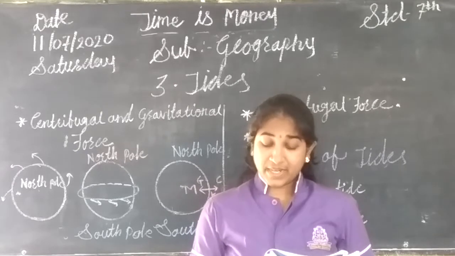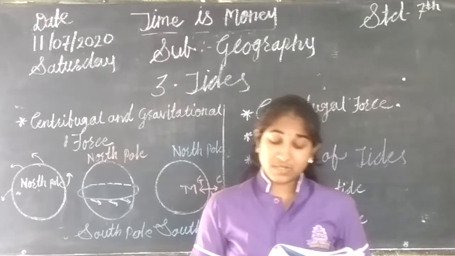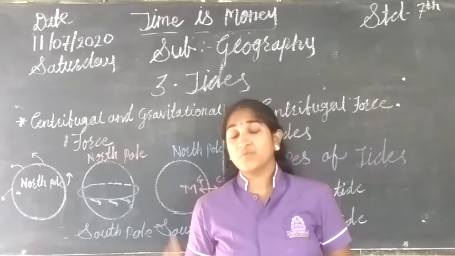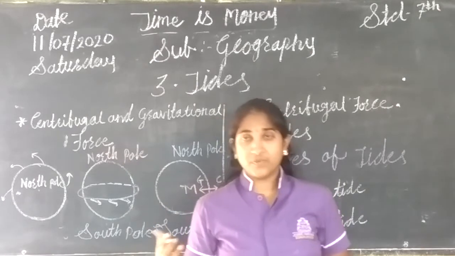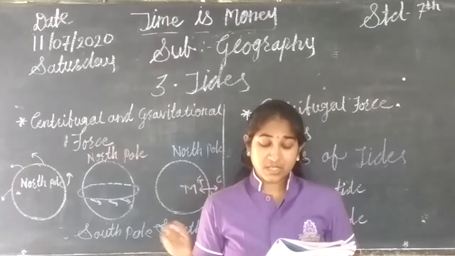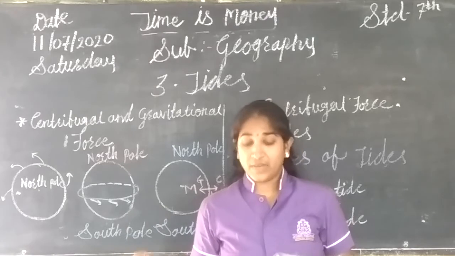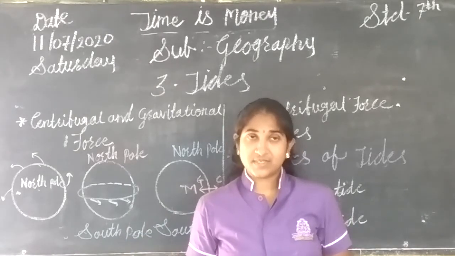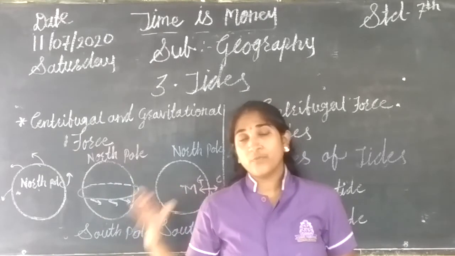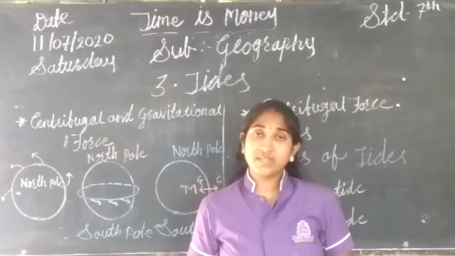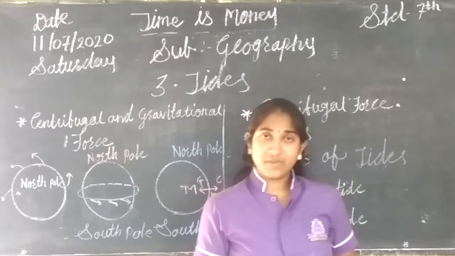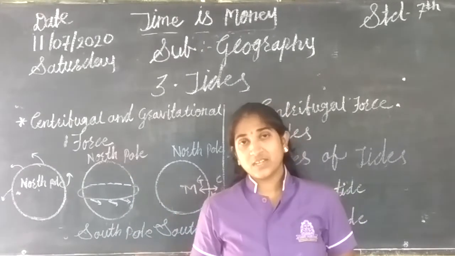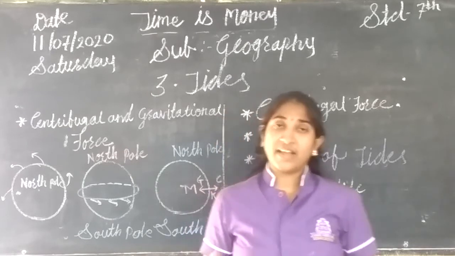This force is many times greater than the centrifugal force. The gravitational force is many times more than the centrifugal force. Hence, any object on the surface of the earth remains at the place where it exists. Because the gravitational force is many times more than the centrifugal force, any object there stays at its place only.